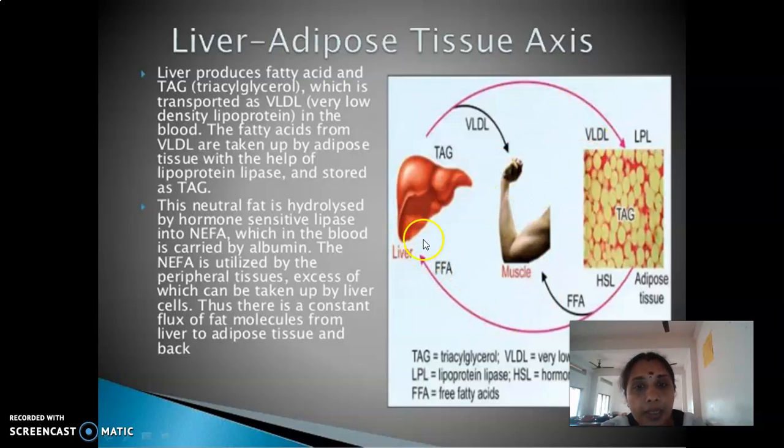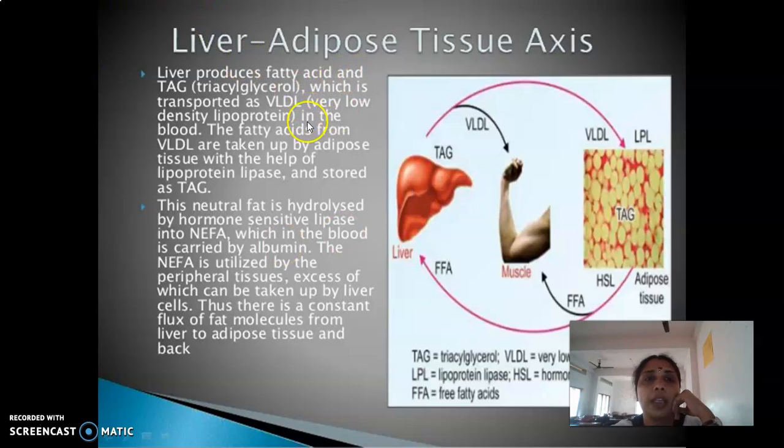So again, the free fatty acid enters into the liver. Again, it will be carrying out the resynthesis of fatty acids. Clear. So the synthesis of TG can happen at any area, mainly in the liver, adipose tissue and intestine. Okay, so this is how the synthesis and degradation happens.